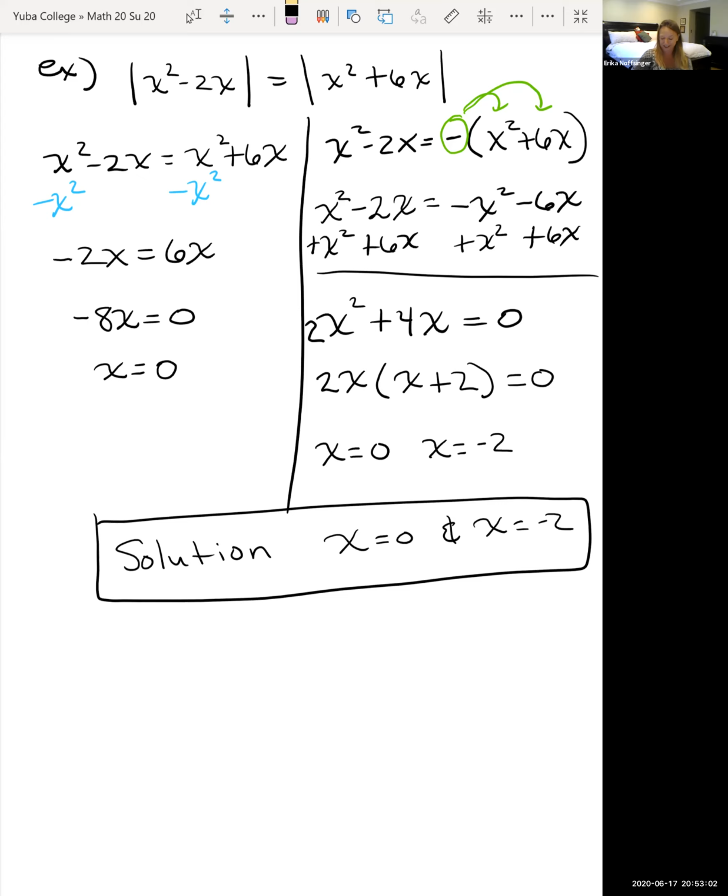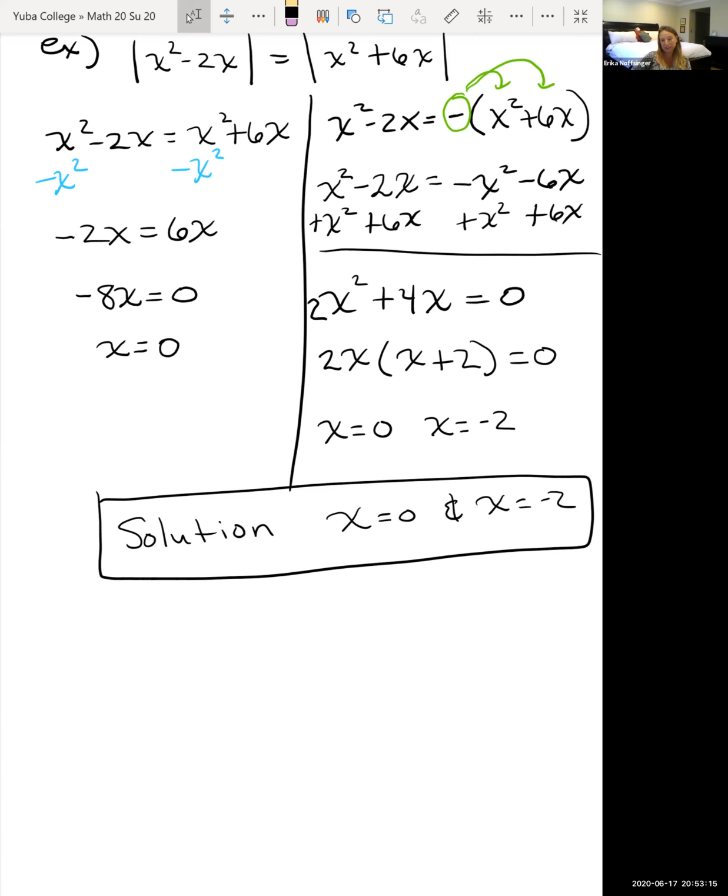Okay, so I would have noticed something was wrong going back in there and plugging in that number, and I would have had to go back and check. So there's another reason why checking is also beneficial. Okay, so those are with equations.